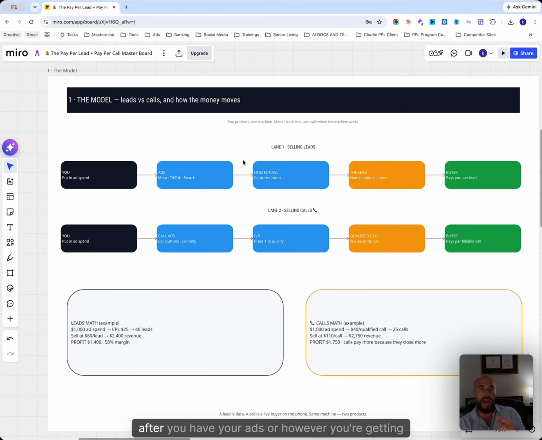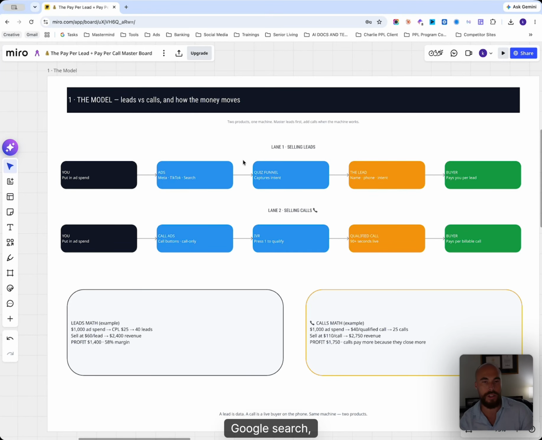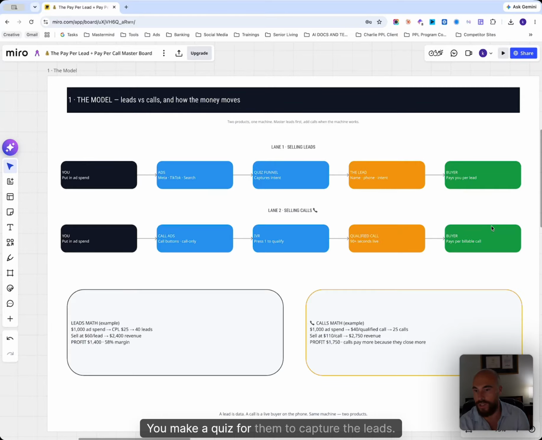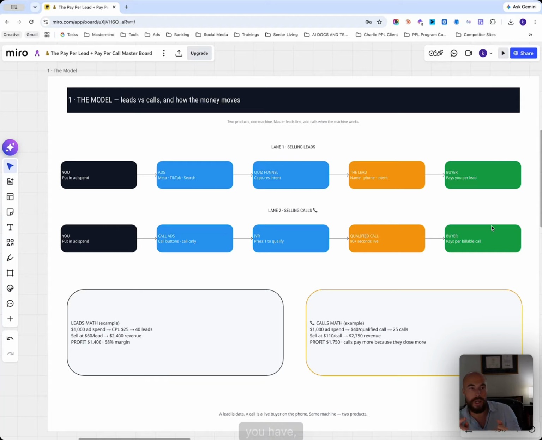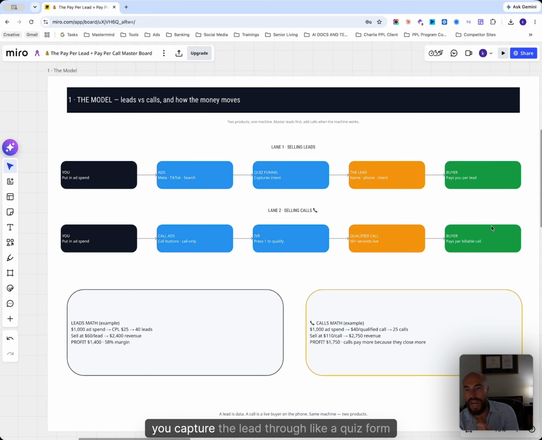So after you have your ads, or however you're getting your traffic, so it could be ads, SEO, Google search, then you have a quiz funnel. This is where you capture all the leads. You make a quiz for them to capture the leads. You get their name, phone number, email, and what service they're looking for. Let's say it's plumbing, for instance. And then the buyer pays you for that lead. So just to review, you put in a spend first, you run ads on Meta or Google or TikTok, you capture the lead through a quiz form, and then you get the lead's information and sell it to a buyer.